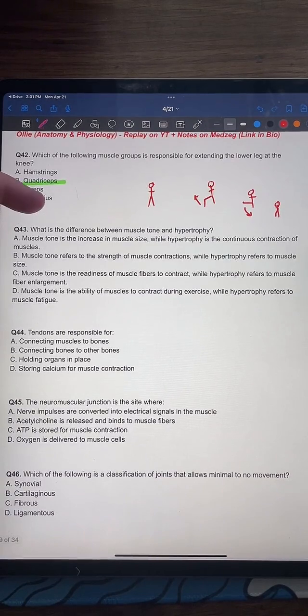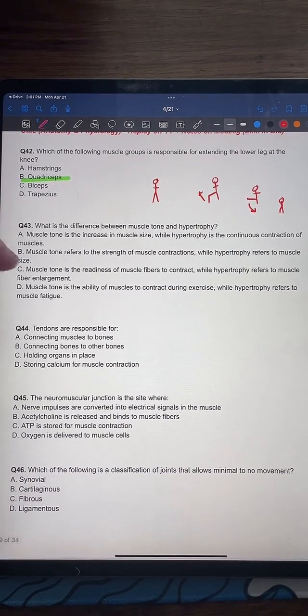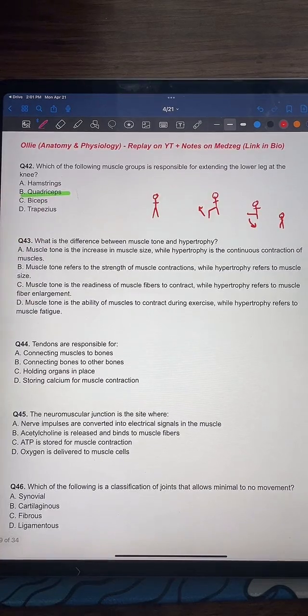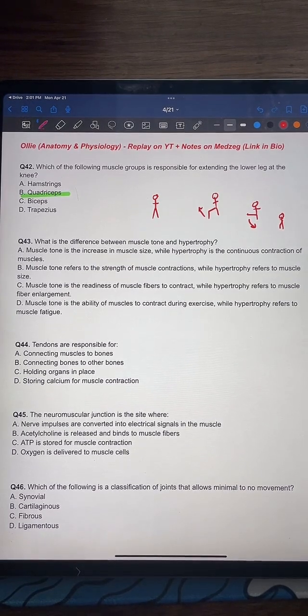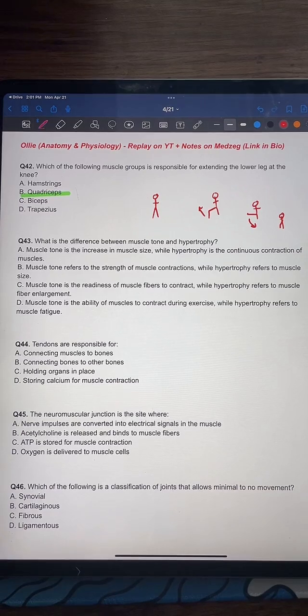Number 43. Some of these answers are a little longer, so I'll give you guys some time to read them. 43. What is the difference between muscle tone and hypertrophy? These answer choices are a little longer than the other ones, so I will give a couple more seconds before I answer it completely.